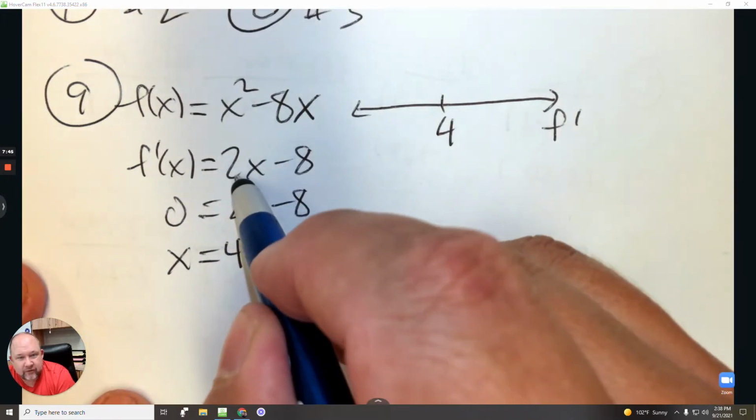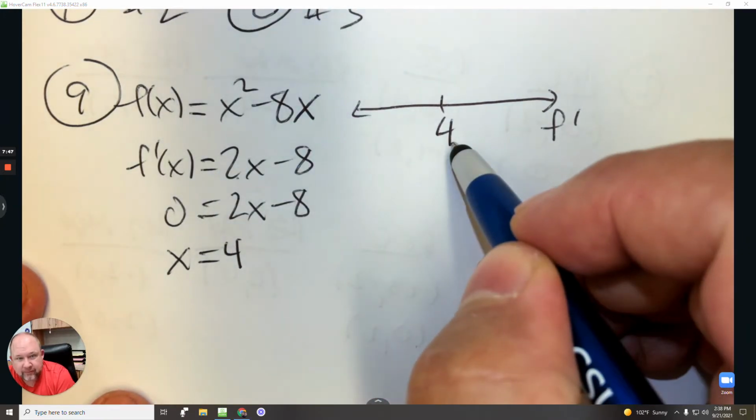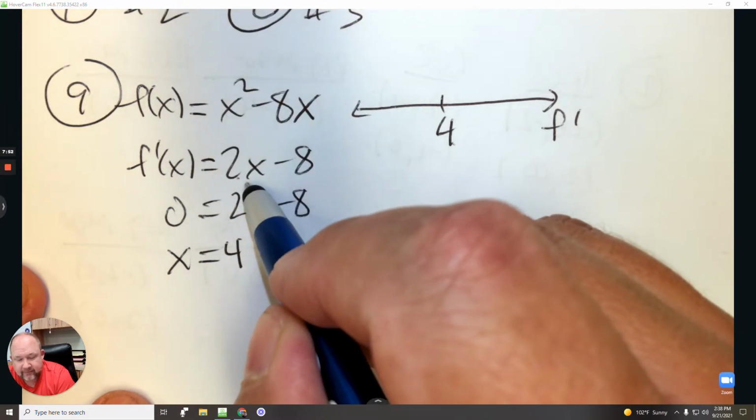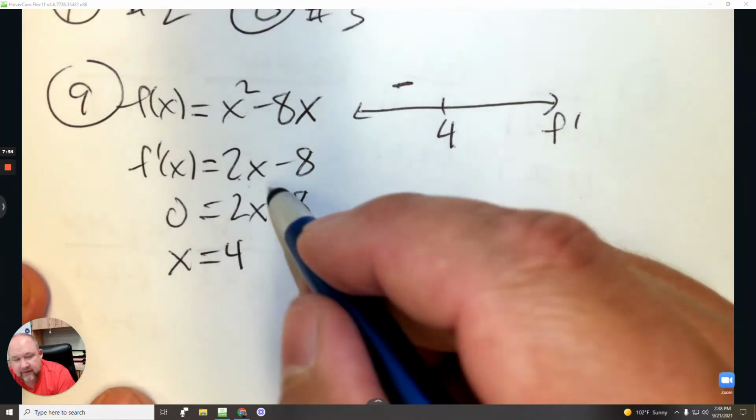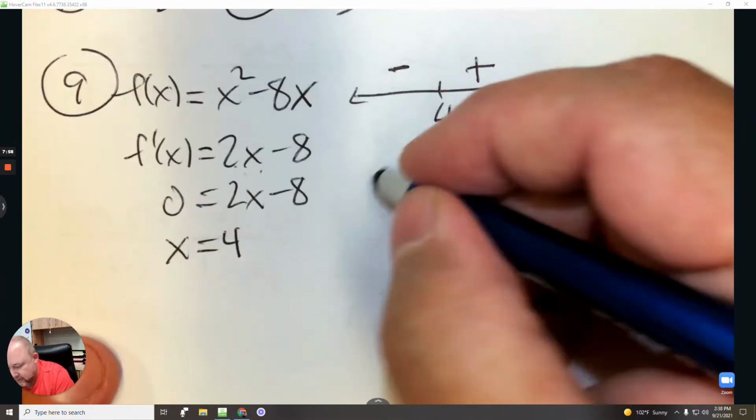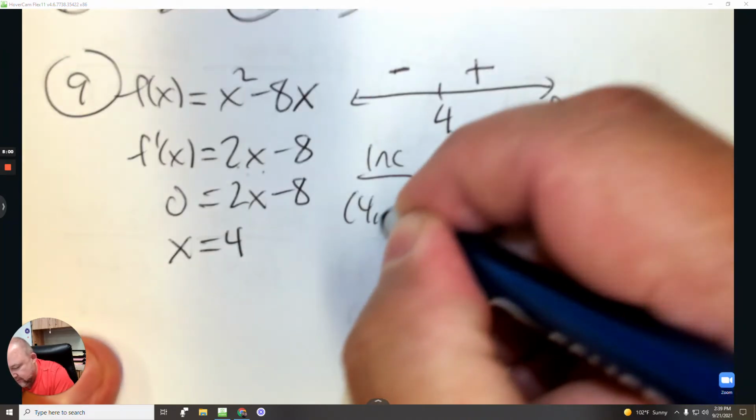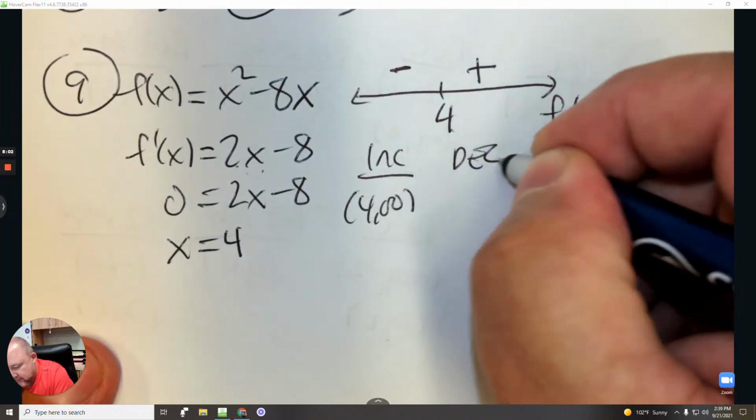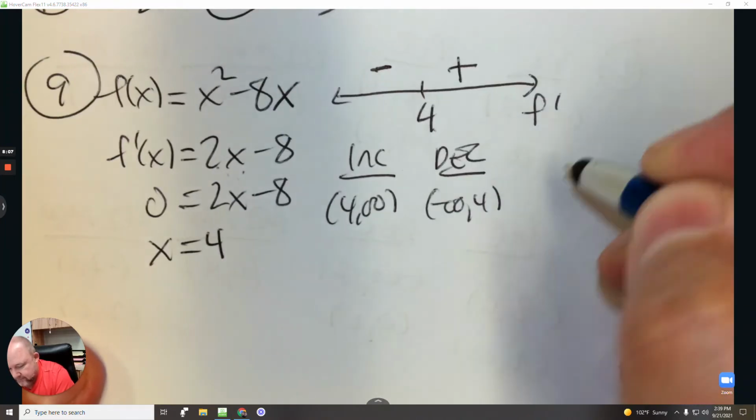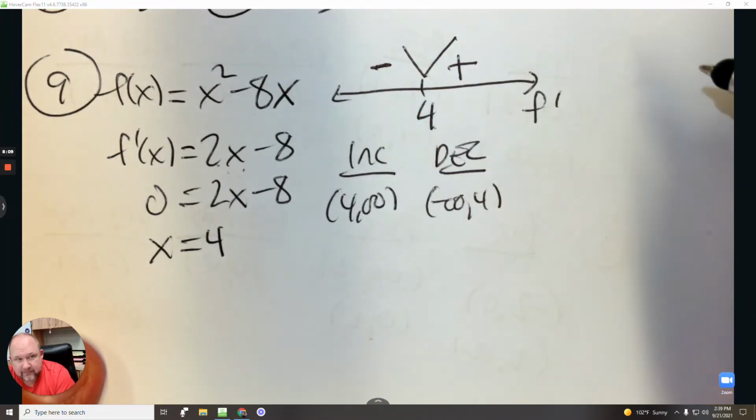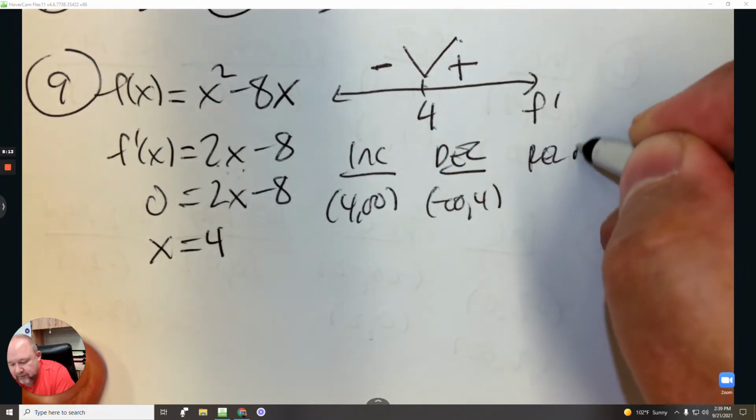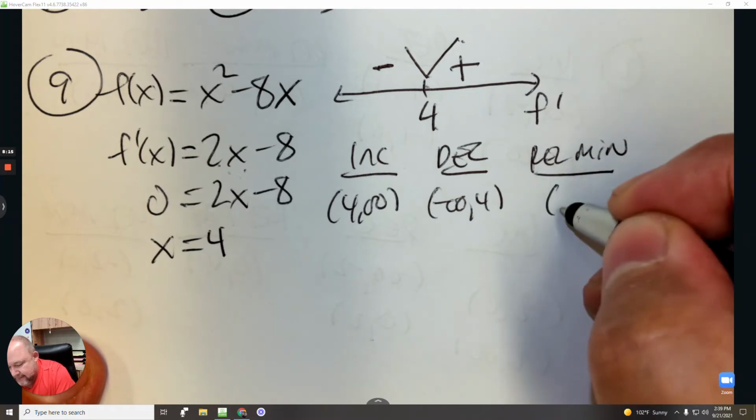And then into the derivative, if you plug in a number smaller than 4, like 3 or 2 or 1, the answer is going to be negative. If you plug in a number bigger than 4, the answer is going to be positive. So where is it increasing? From 4 to infinity. Where is it decreasing? From negative infinity up to 4. This creates a minimum. It falls and then rises. That's called a minimum. So there's a relative minimum at 4.